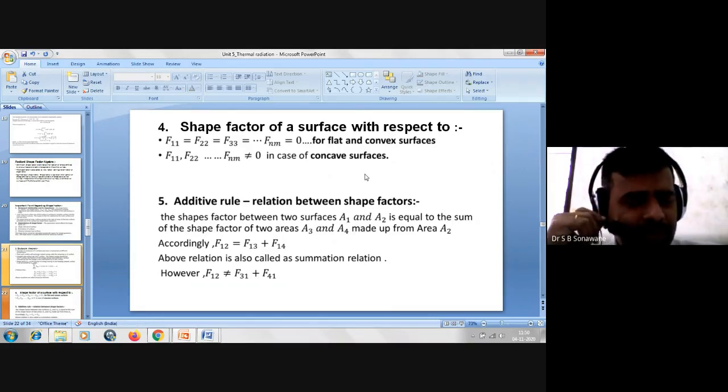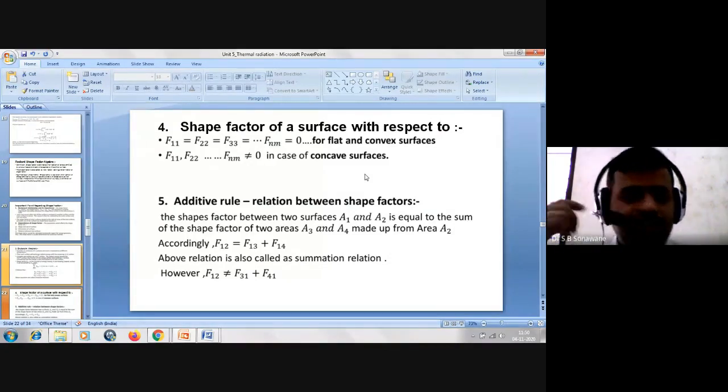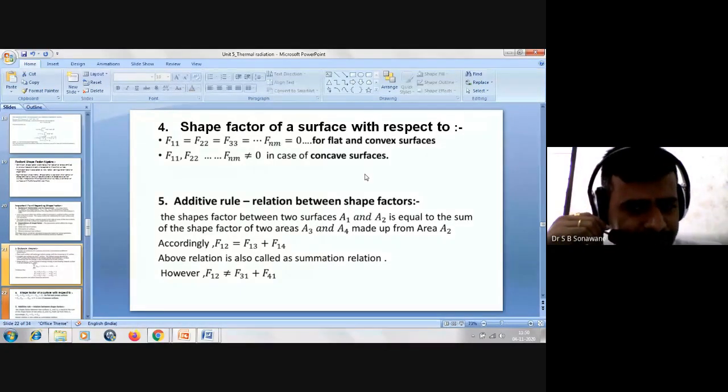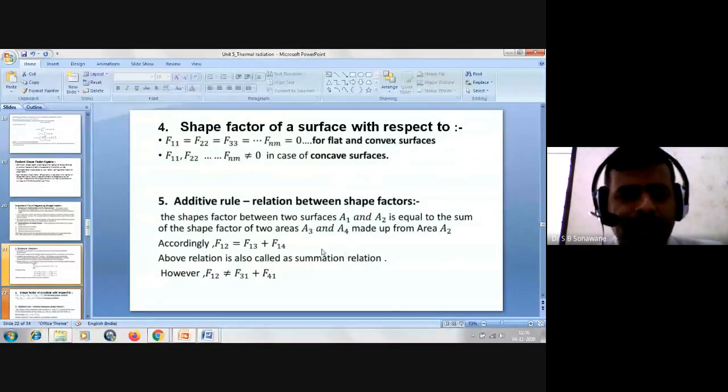Accordingly, we have to determine the shape factor of that surface with respect to the other surface. For what purpose is it required? It is basically required to determine the net radiant energy exchange between the two surfaces. One more law that I am going to explain here.